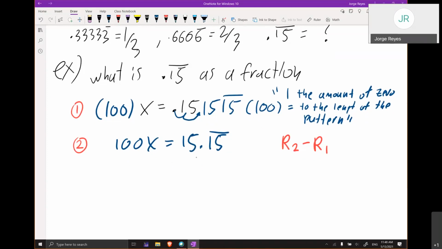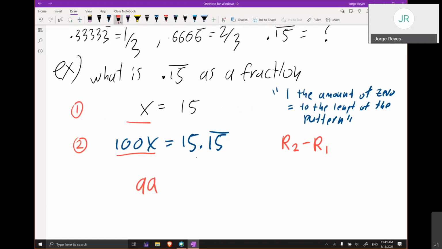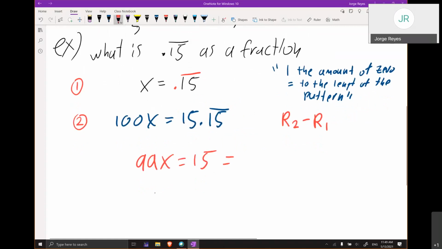And so then what happens? Let me get rid of this. If I do 100 minus x, I'm going to get 99x. And remember, this is going on forever, so the tails just cancel forever. So what happens is I just get the number 15, and then we're basically done, because then I'm just going to divide the 99 over, and ta-da!